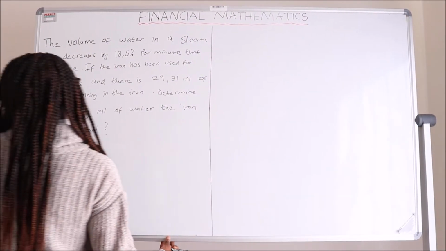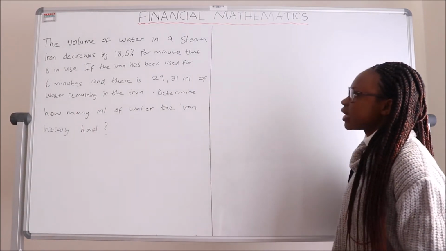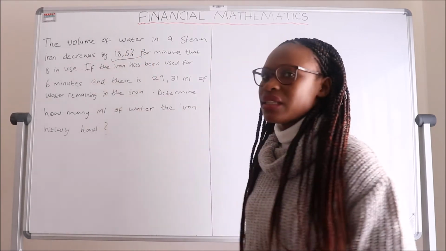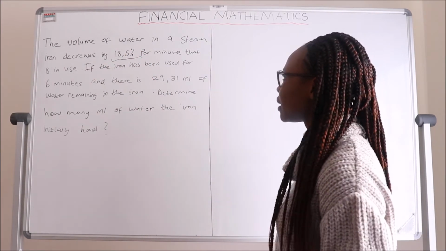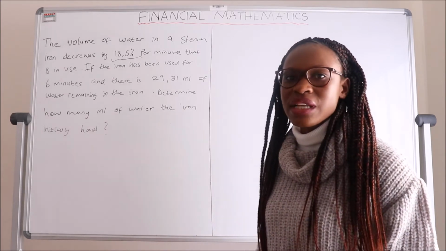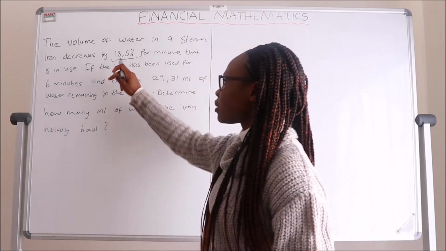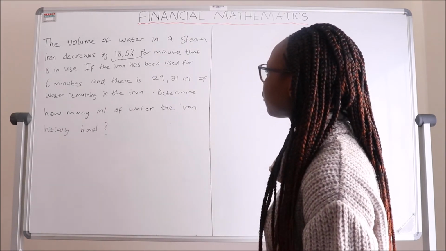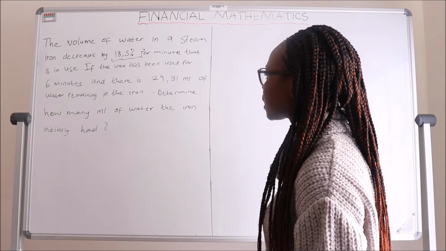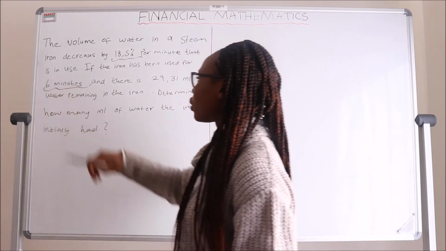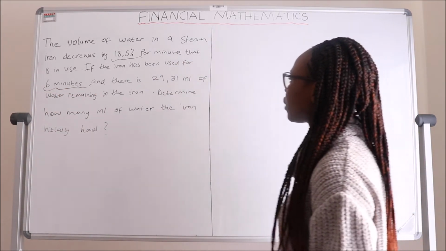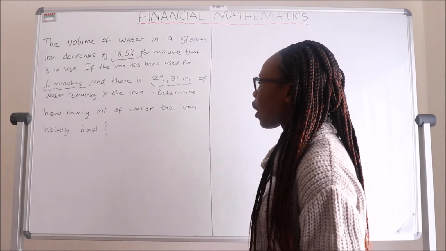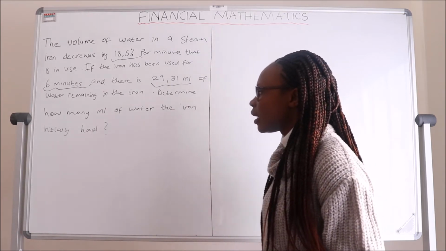Here, it says the value of water in a steam iron decreases by 18.5%. So we already know that that's our interest rate. In this case, we are talking about water, so it can't be an interest rate, but we know it is the rate at which this water will be decreasing in the iron, per minute that it is in use. If the iron has been used for 6 minutes, so this is the period or time, which is n, and there's 29.31 millimeter of water remaining in the iron. Determine how many millimeter of water the iron had initially.